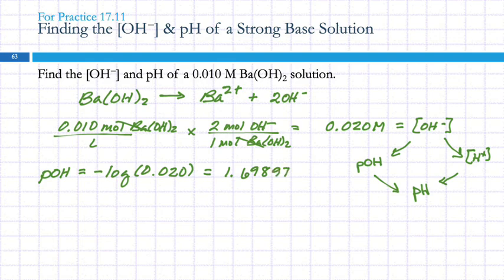How many significant figures do we have in our concentration? 2. So what does that tell us about this pOH? 2 decimal places, right? So we would cut it off there. So the pH then is equal to exactly 14 minus our pOH.